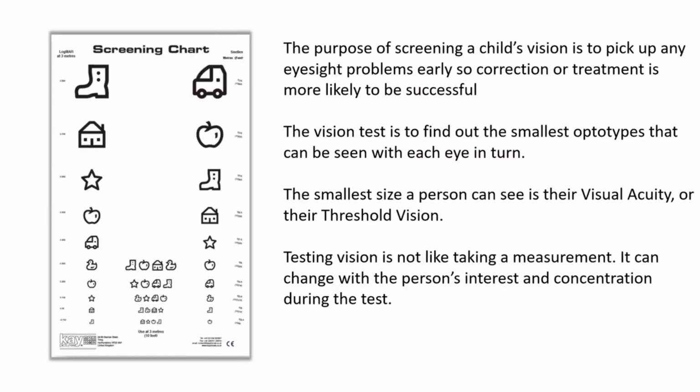So to summarise, the purpose of screening a child's vision is to pick up any eyesight problems early so correction or treatment is more likely to be successful. And the vision test is to find the smallest size optotypes that a child can see with each of their eyes. And this is their visual acuity, or their threshold vision. And remember that a vision test is not like many measurements, it's subjective, and so you will only get the best results if a child is interested and is concentrating and understands the test.